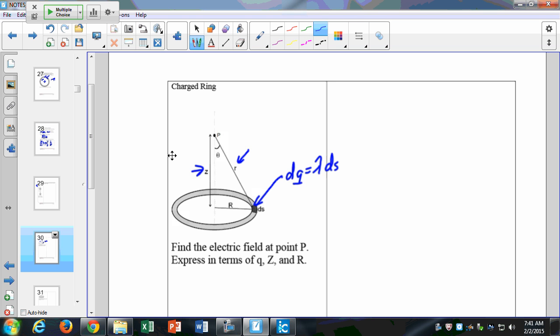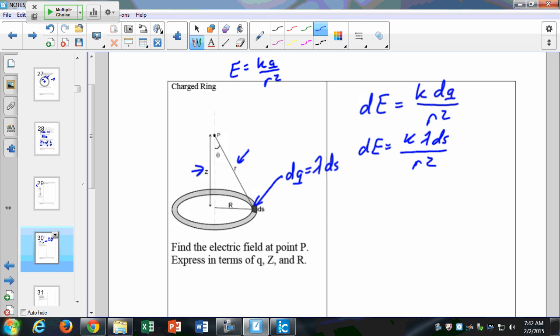And so I want to define my electric field dE. Remember, E is kq over r squared. So dE is going to be k times dq over r squared. Well, I'm just finding the electric field due to this little differential element. And then I can express my dq in terms of lambda and ds. So dE then is just equal to k lambda ds over r squared.